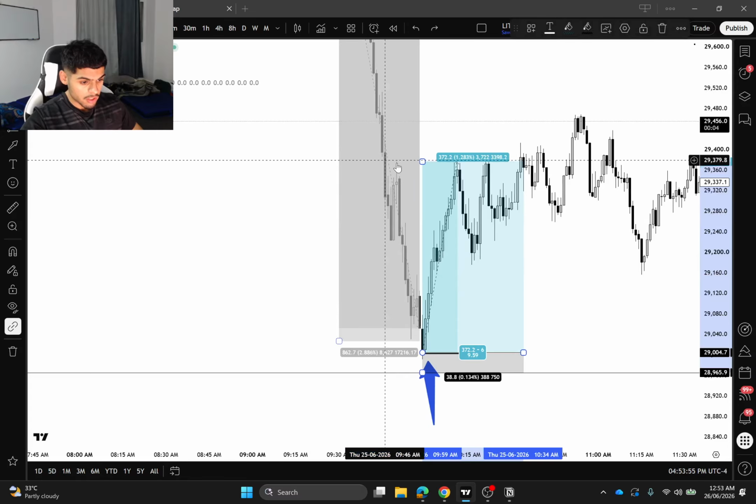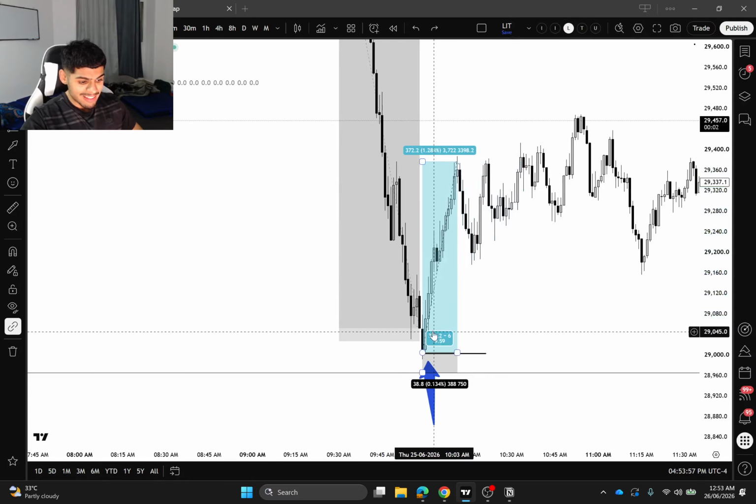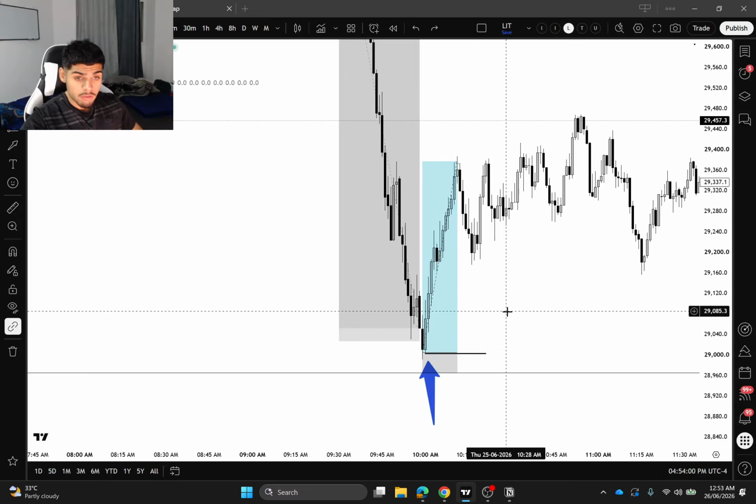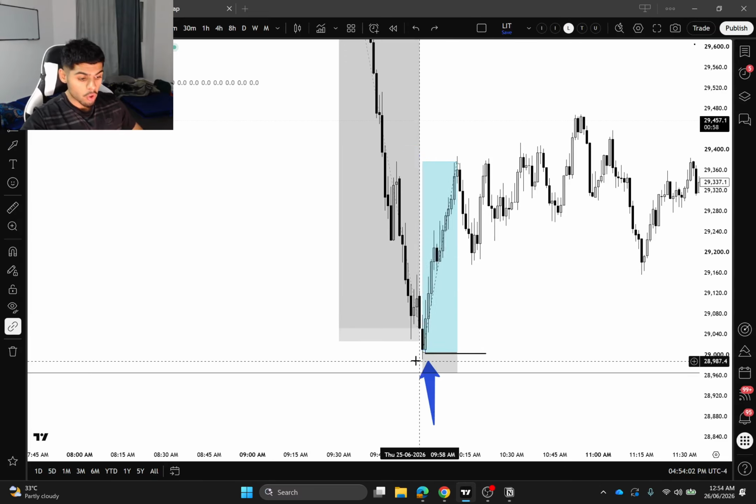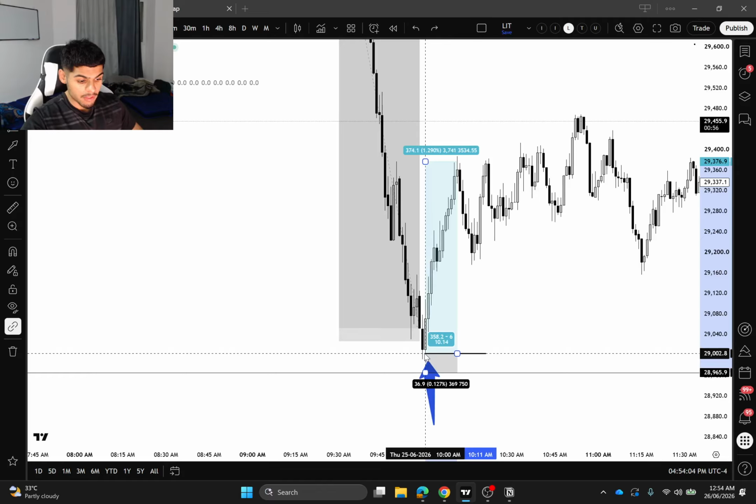Look at that. You target the swing high, right? That's 1:10. Clean 1:10. I'm not talking about 1:2 or taking trades like these. I'm talking about something like this.